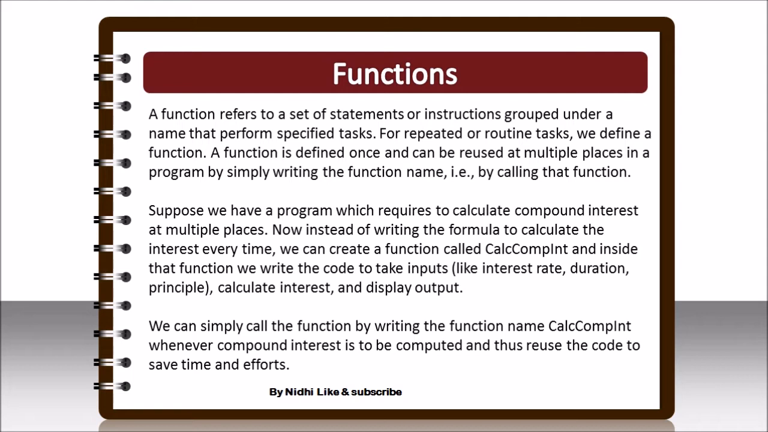Suppose we have a program which requires calculating compound interest at multiple places. Instead of writing the same code again and again, we can create a function called calculate compound interest, the short form being calc comp int. Inside that function, we can write the common code to take input like interest rate, duration, and principal, calculate interest, and display the result. We can simply call that function by writing the function name whenever compound interest is to be computed, and thus reuse the code to save time and effort.